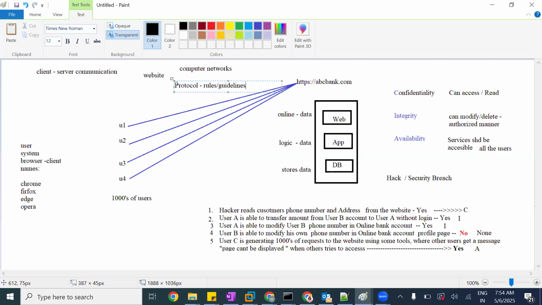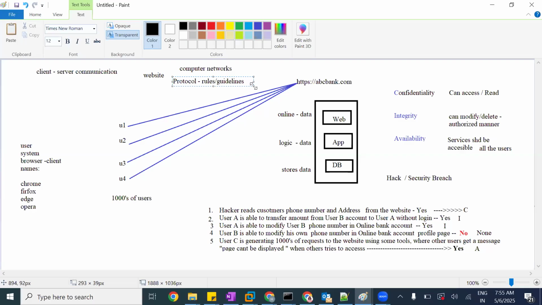For website, we use one protocol. For emails, we use one protocol. For WhatsApp, we use one protocol. And for VPN, we use one protocol. Like this, there are a lot of protocols. Each and every work will be decided with the help of a protocol. That is nothing but a set of rules and guidelines. Very, very important concept. Your entire network will be based on these protocols.